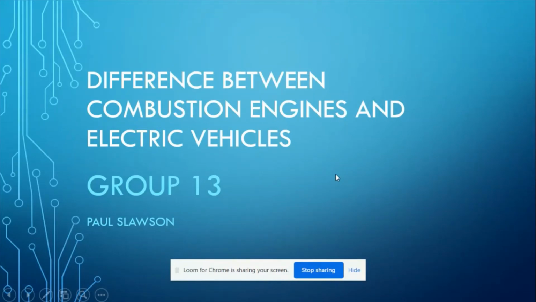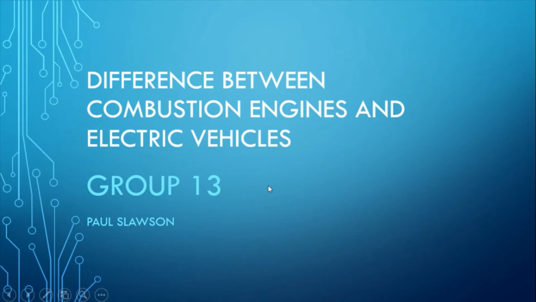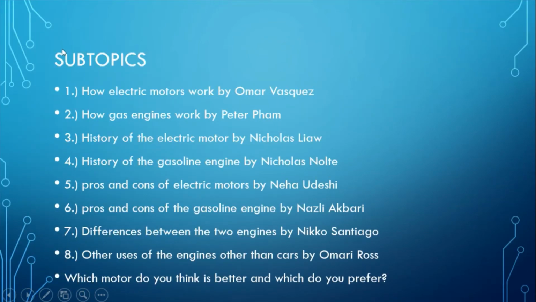Group leader for group number 13, and we're going to be talking about the differences between combustion engines and electric motors in vehicles specifically. So here we broke the topic up into more subtopics to really break down the topic itself. So we're going to start with how electric motors work, specifically break it down into their specific parts, how it drives the vehicle itself, and everything like that.